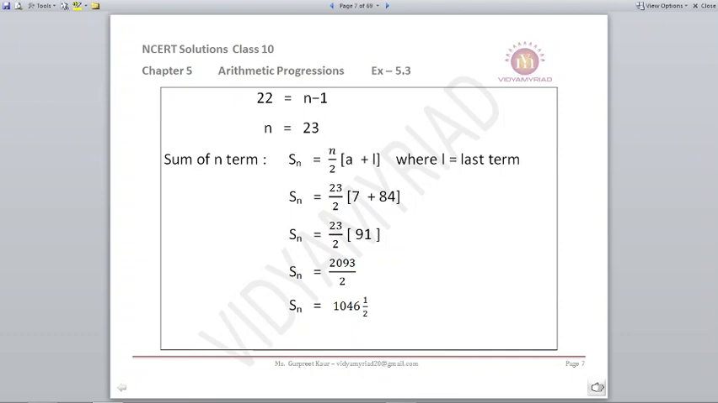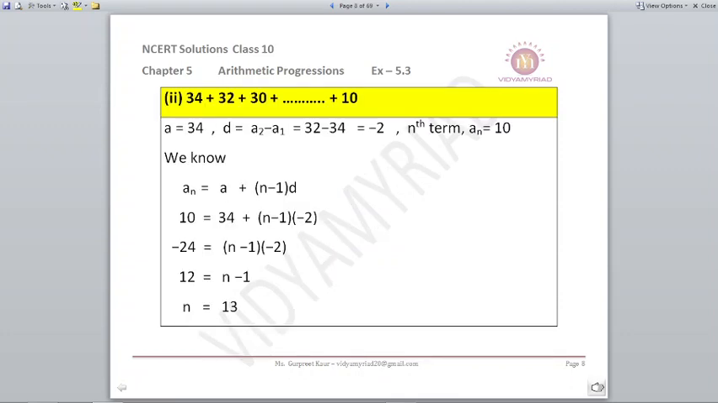Now we have to find out their sum. We have n with us, so Sn will be equal to n upon 2 into (a plus l). l is your last term, which is given in the question, or it can also be written as a plus an, which is given as 84. So n we have, that is 23. So 23 upon 2 into (7 plus 84). When we do this, we get your answer as 1046 1 by 2. It's like a mixed fraction. You should always write it there.